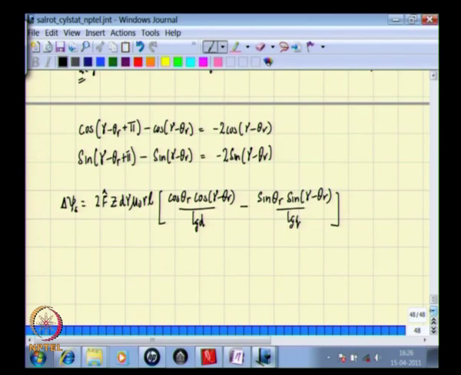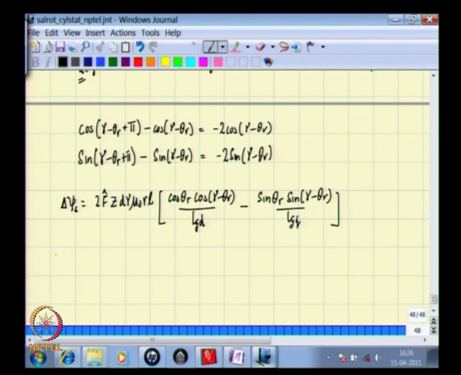This is the flux linkage that arises in this elementary coil at an angle gamma, and therefore if we want to find out the flux linkage of the entire phase spread, this again has to be integrated. Now the variable of integration is gamma, and therefore psi s is nothing but the integral of this delta psi s. Now the integration variable is gamma, that varies from delta minus beta by 2 to delta plus beta by 2.